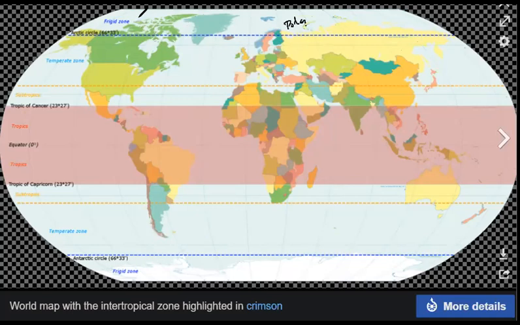Frigid zone is after this, right? So this region, tell me which region it might be? Temperate region. Temperate? What about this? Tropical, subtropical, equatorial, and polar. That's all I'm talking about, okay? Because obviously they're my regions.